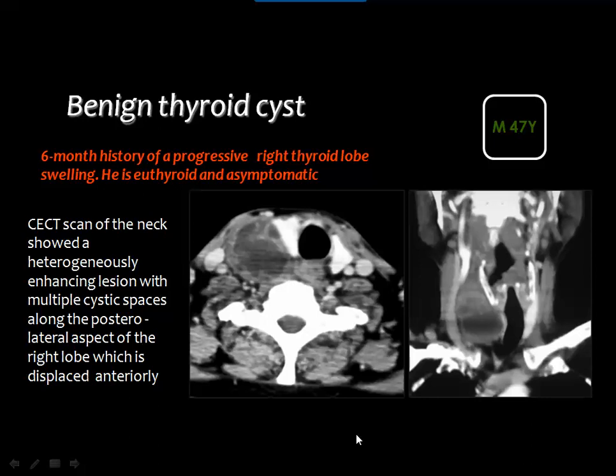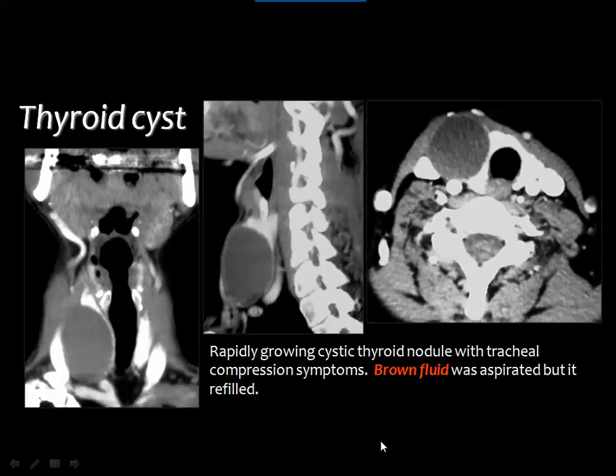And this is a benign thyroid cyst. You see a cystic lesion related to the right thyroid lobe with some internal septations and maybe a solid component, but the aspiration cytology showed no evidence of malignant cells.